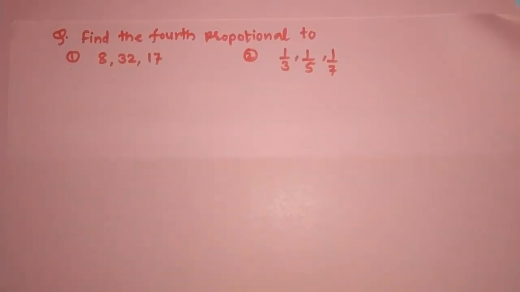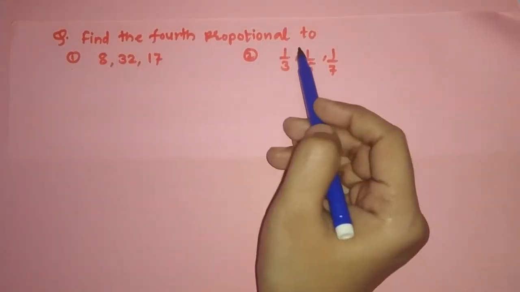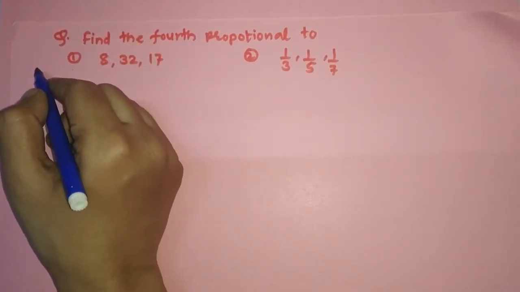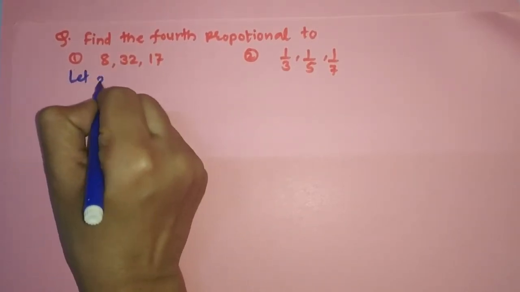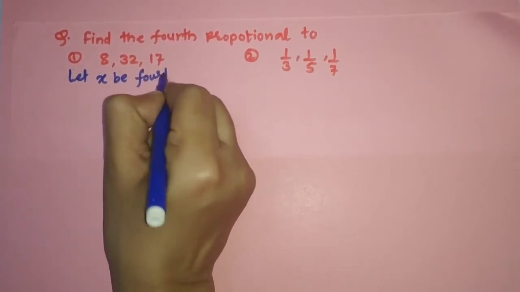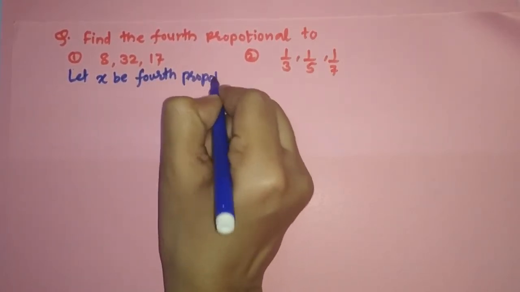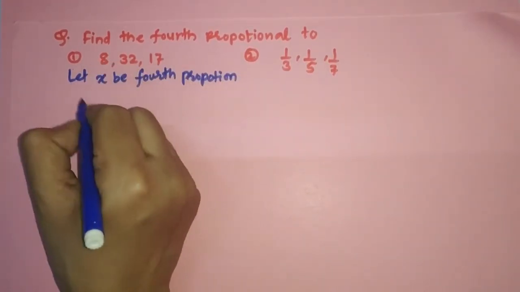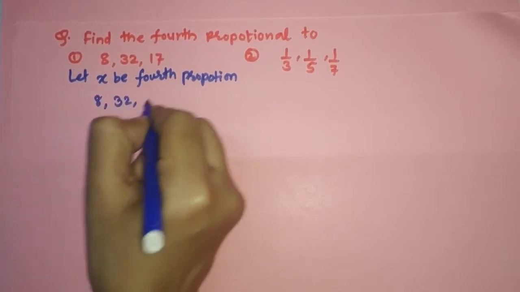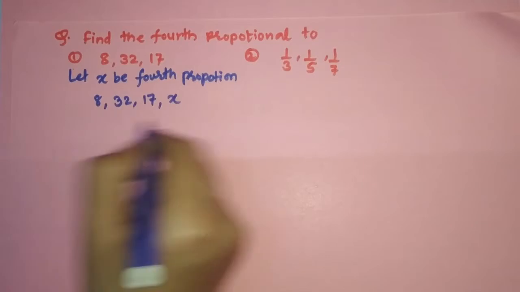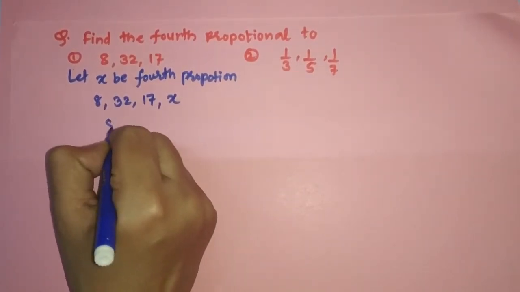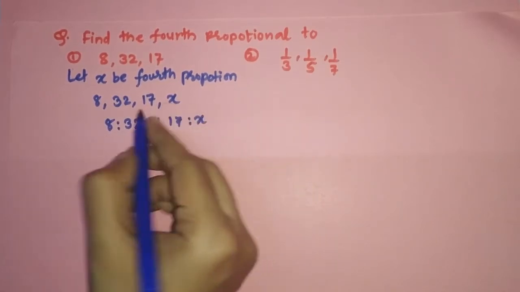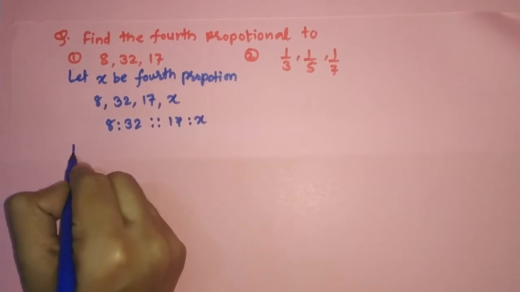So now moving to the next problem, we need to find the fourth proportional to these three numbers, that is 8, 32 and 17. So friends, we don't know the fourth proportional, so we'll let x be the fourth proportional. So let x be the fourth proportion to these numbers. So we'll write down 8, 32, 17 and x. Now these are in proportion. So we know that when these numbers are in proportion, we can state that the product of means is equal to the product of extremes. So we'll go for that.